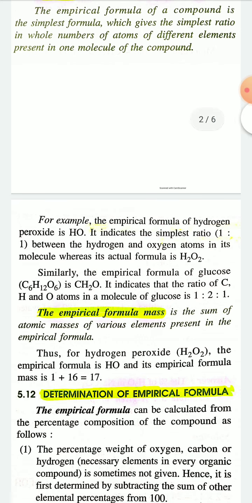Similarly, you can calculate the empirical formula mass of glucose. You know the empirical formula of glucose is CH2O. So the empirical formula mass of glucose: for carbon the atomic mass is 12, for hydrogen 1, and for oxygen 16. So it is 12 plus 2 into 1 plus 16, that is a total of 30. 30 is the empirical formula mass of glucose.